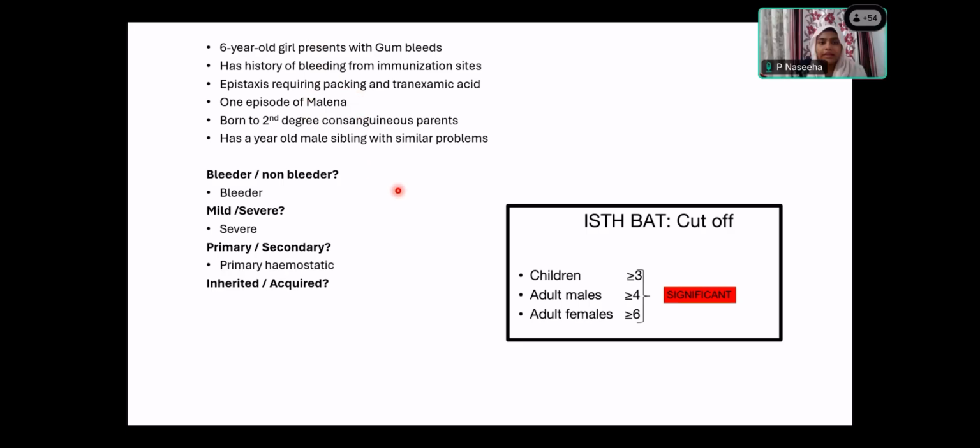Inherited or acquired? Inherited, sir. Why? Because of the history of consanguinity as well as the sibling problems. And a sibling, absolutely. What kind of inheritance? Autosomal dominant, X-linked. Okay, so we have autosomal dominant, X-linked, and one more.